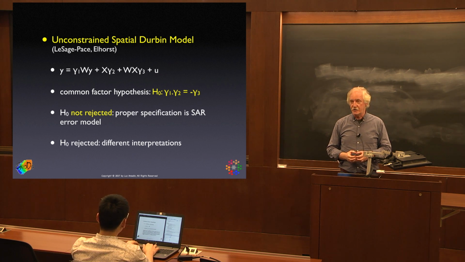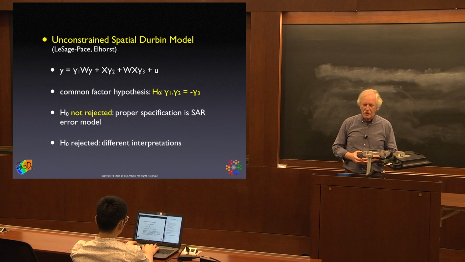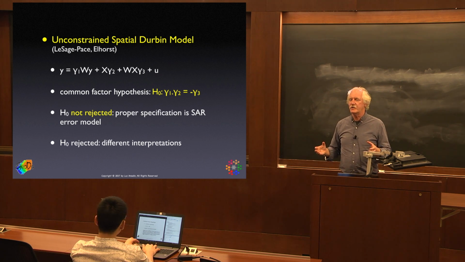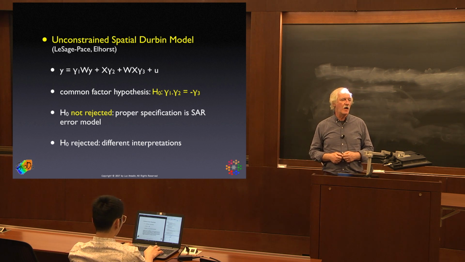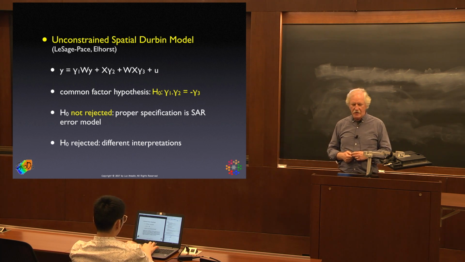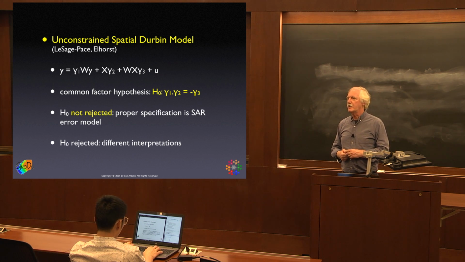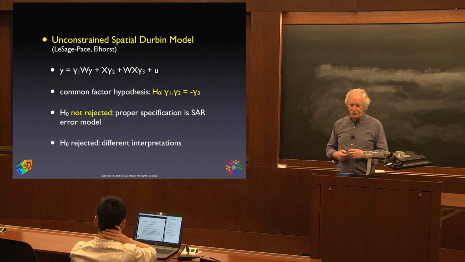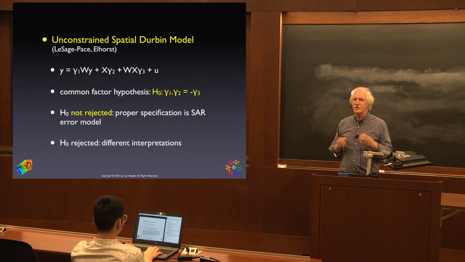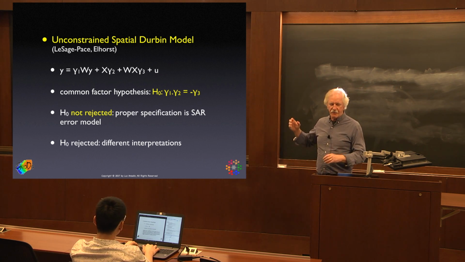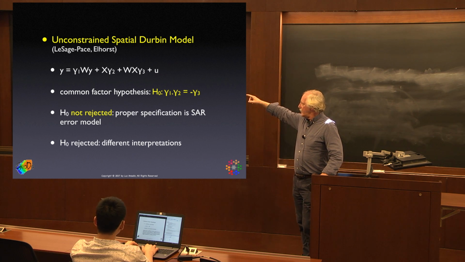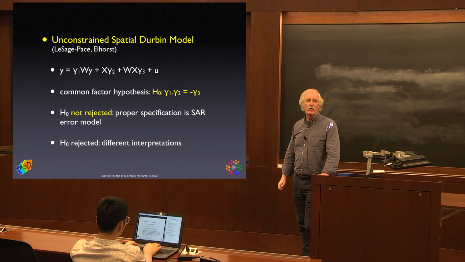And this is where it gets messy. Because if the common factor hypothesis is rejected, you go to an error model. That everybody agrees on. It's when you don't reject the common factor hypothesis that it gets tricky, because the alternative model is not nested. So it's not correct to say that if gamma 3 is 0, you therefore necessarily have a lag model.